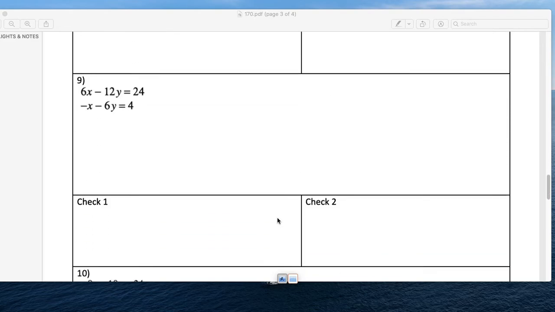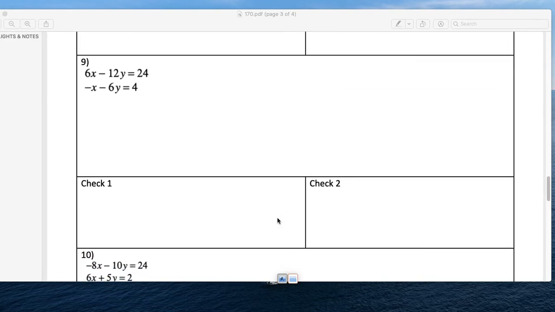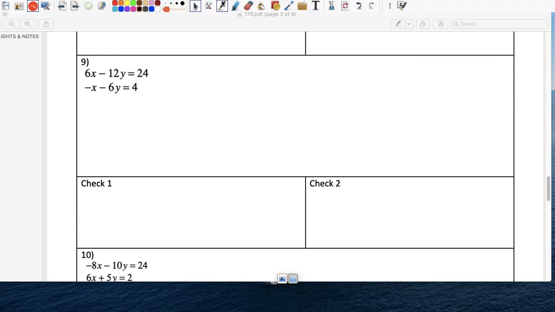Keep moving. This is the last problem? Really? Oh, 9. Sorry. So 9, again, you got to pick the x's or the y's, whichever one you want. I'm going to pick the x's. Why? Because one is positive and the other one is negative. I like that. But it's really up to you.